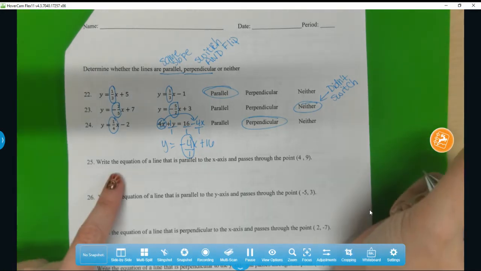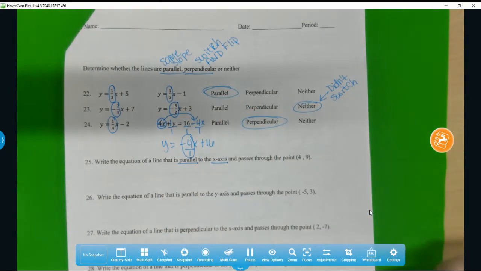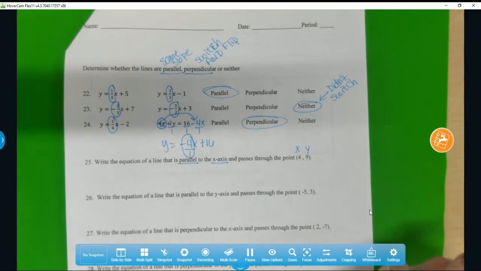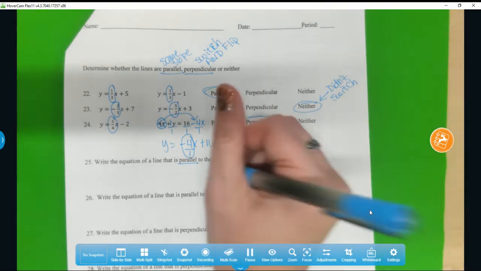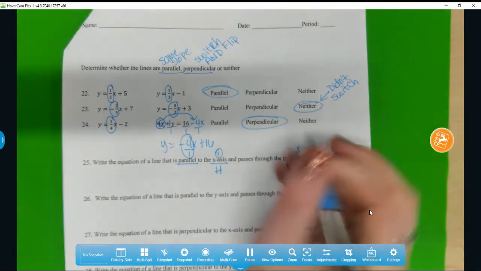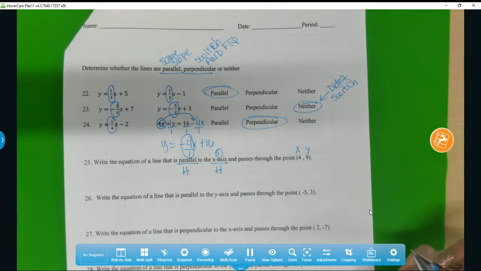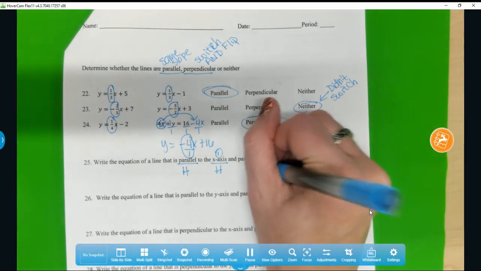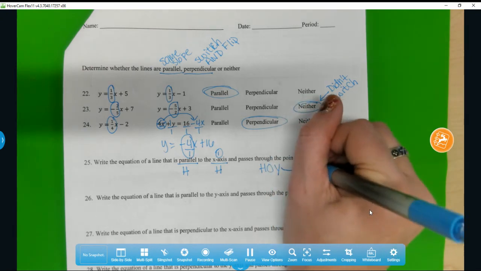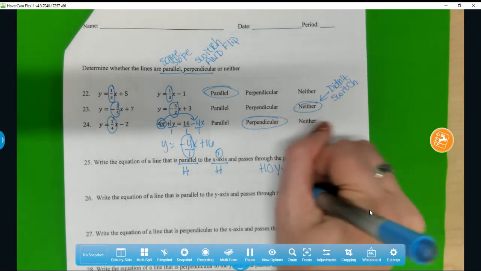Okay, write the equation of a line that is parallel to the x-axis and passes through the point (4, 9). Okay, so the x-axis, that's where we want to start. That is horizontal. So if it's parallel, I also want my new line to be horizontal. So remember, this is Hoy Vux, so that's Hoy. So I'm looking at the y, so my equation is y equals 9.